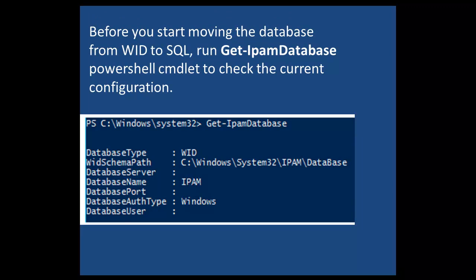Before you start moving the database from the internal database to SQL, you might want to run the cmdlet Get-IpamDatabase, because this shows you the current configuration of your database. You can see here we have the database type, the path for the database, the database name, and the database authorization type, which is Windows.